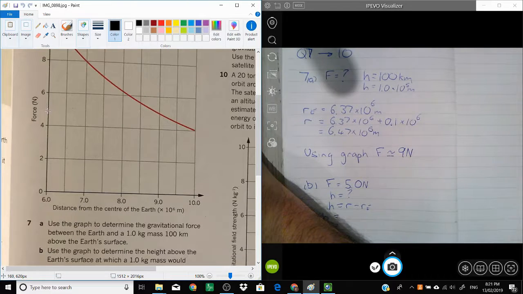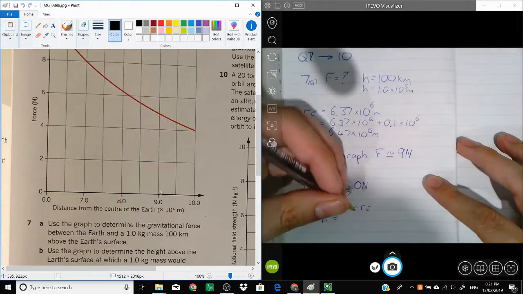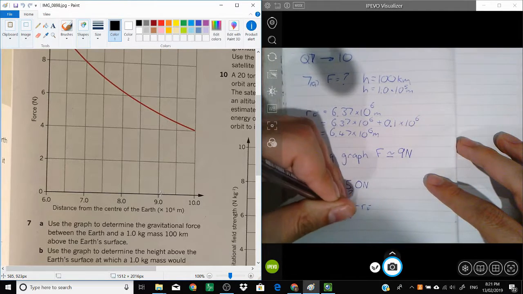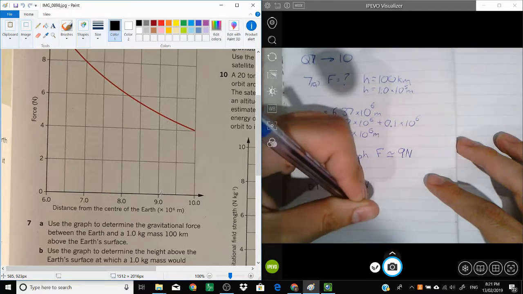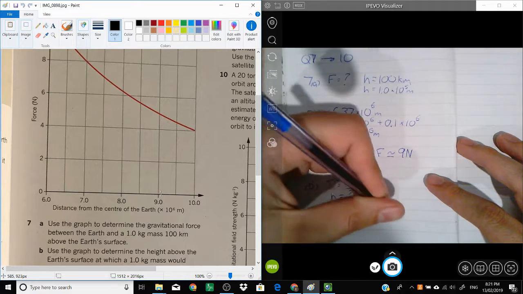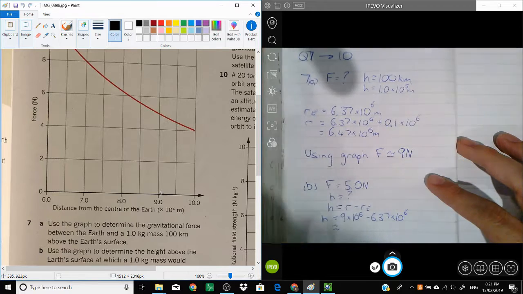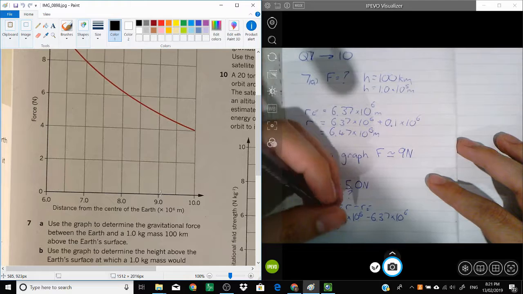So 5 is between 4 and 6. We follow this across. I'm going to do this very roughly. And then I'm going to go down. The radius equals 9 times 10 to the 6 minus 6.37 times 10 to the 6. With this graph, I can only get a limited number of significant figures, so having this many isn't going to really help me here, but I'll just subtract this anyway.